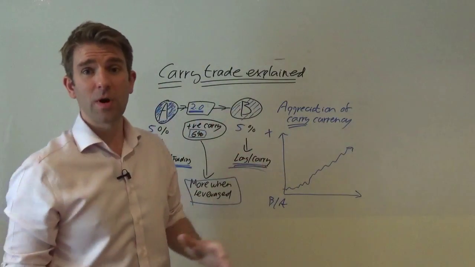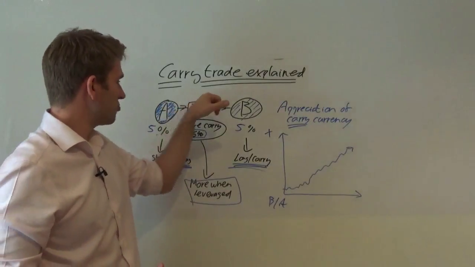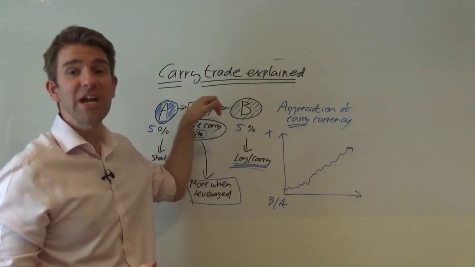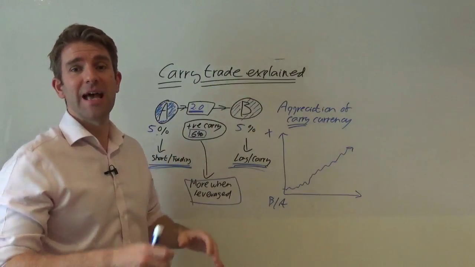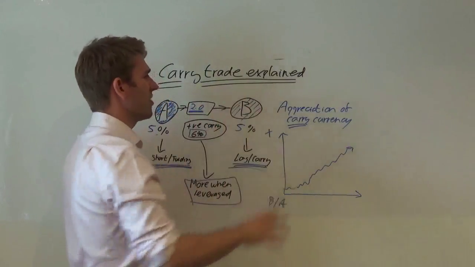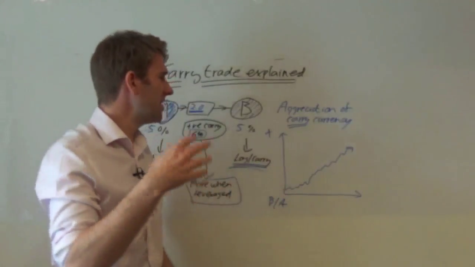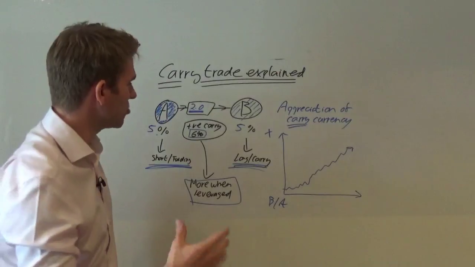But of course, the biggest way that we can lose money is if the exchange rate goes against us and really damages the trade. And actually, we saw this in 2007, 2008, the yen carry trade unwinding.